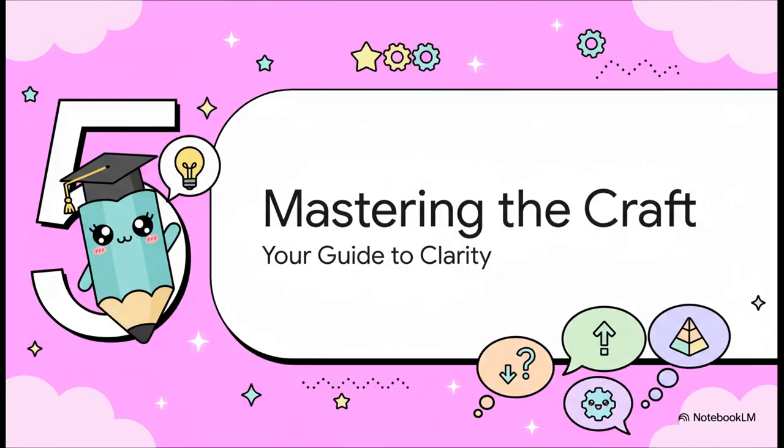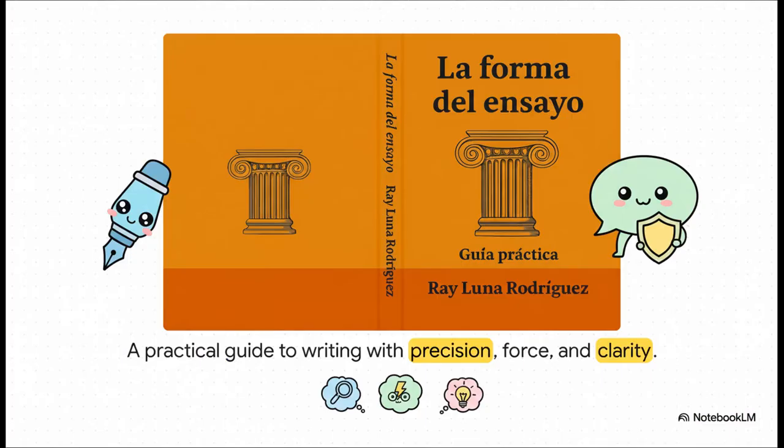You know, mastering a simple yet really profound tool like this is a huge first step toward developing real autonomy as a writer. This is exactly the kind of exercise that takes you from just following a set of rules to independently crafting your own arguments that have some real impact. And by the way, this entire lesson comes from the fantastic book La Forma del Ensayo by Ray Luna Rodriguez. It's designed to be a super practical guide for students, for teachers, really for anyone who just wants to argue better. It's absolutely filled with these kinds of powerful rhetorical tools and exercises that are all designed to help you learn to write with precision, force, and just undeniable clarity.